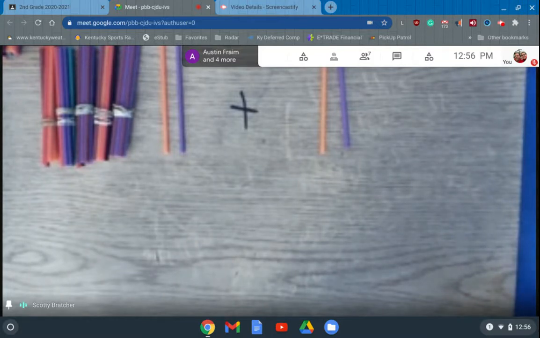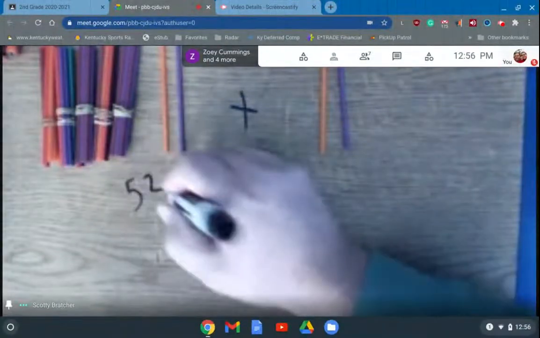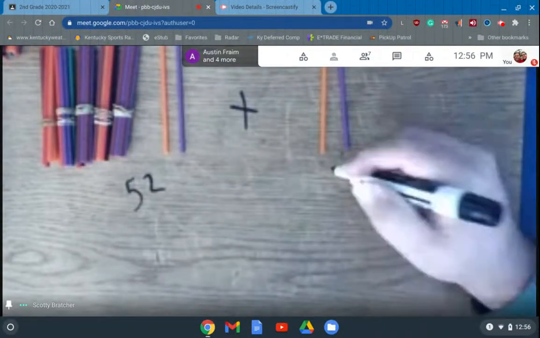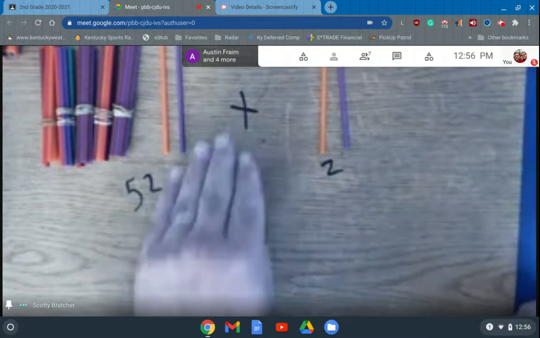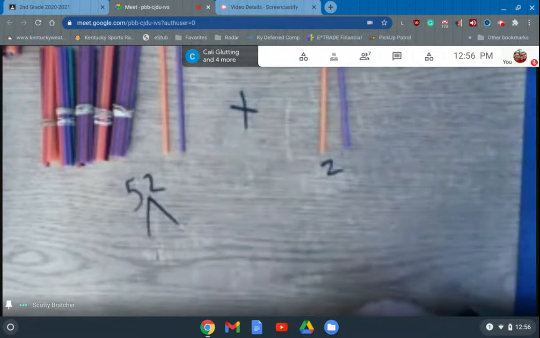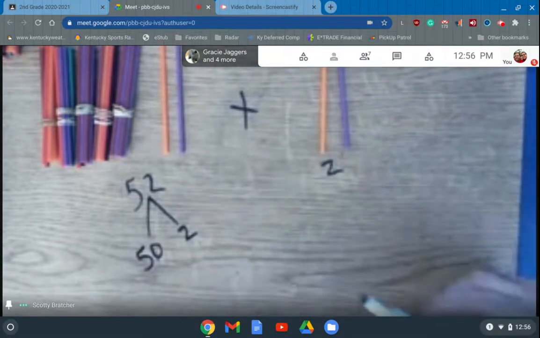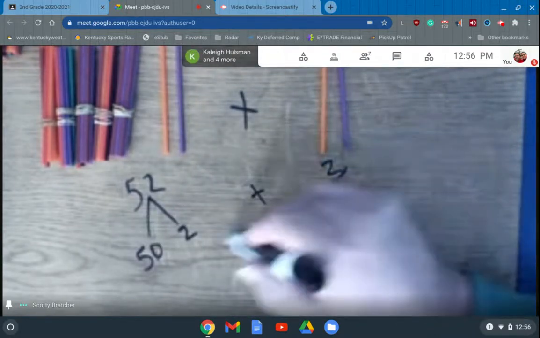And Callie said a basic fact that she knows, and we all should know, is 2 plus 2 is 4. Okay, but Callie, there's 2. Where's the other 2? It's with the 52. Oh yeah, so I've got 52 and I've got 2. So our problem is really 52 plus 2. And she decided she's going to break this into a 50 and not worry about the 50 right now. And she's got this 2, and she's going to add these together right there.